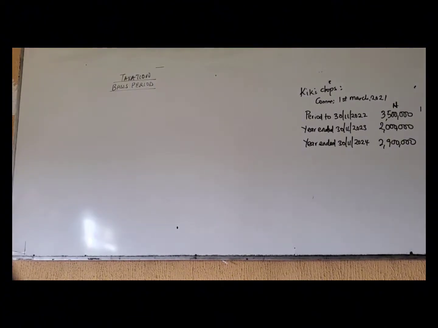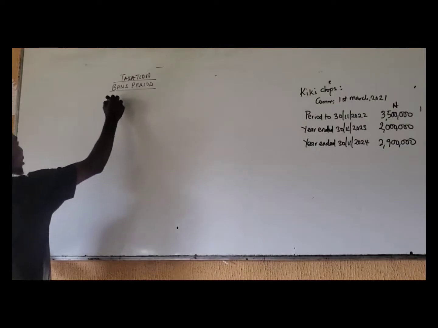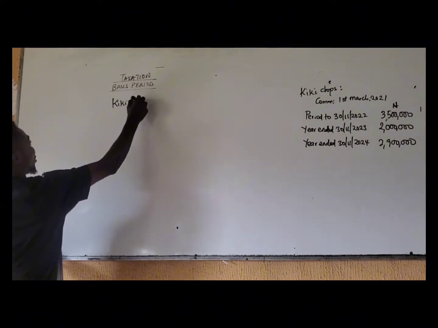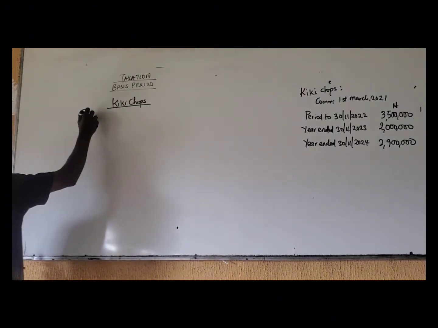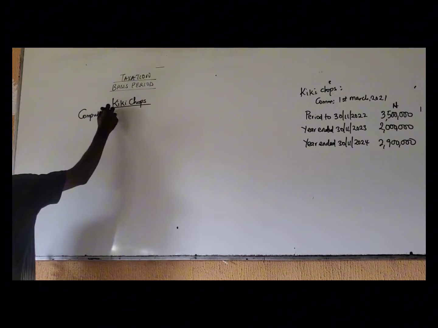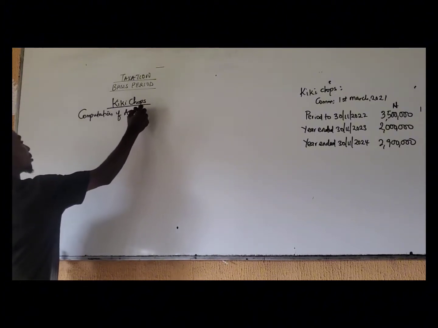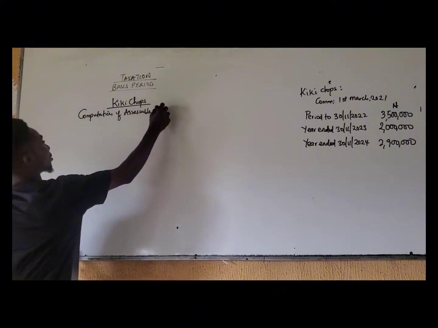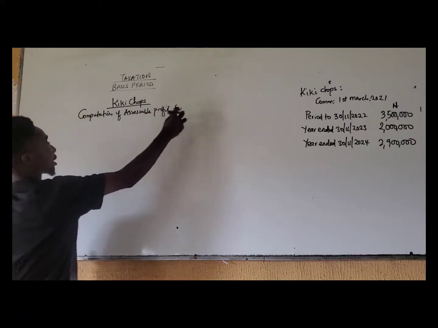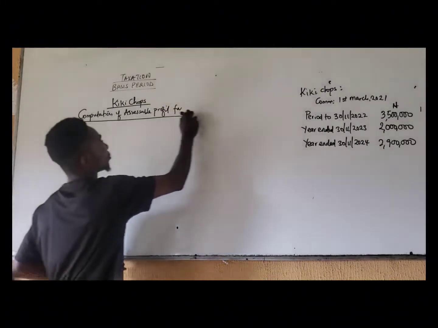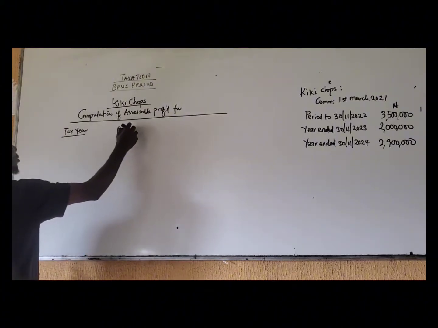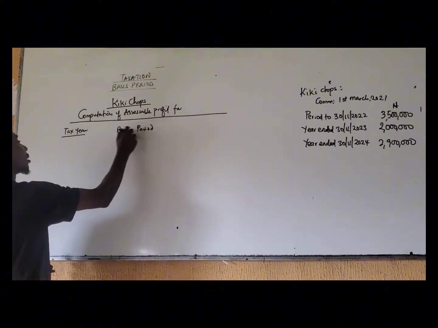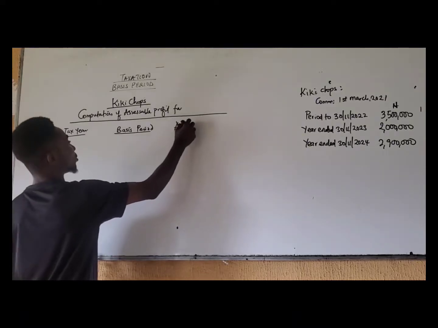All right, so without wasting time, bring the name of the entity down, Kiki Shops. Then, computation of assessable profits for all relevant tax years. So we'll get to know that as we solve. All right, so we have tax year, basis period, and the assessable profits.